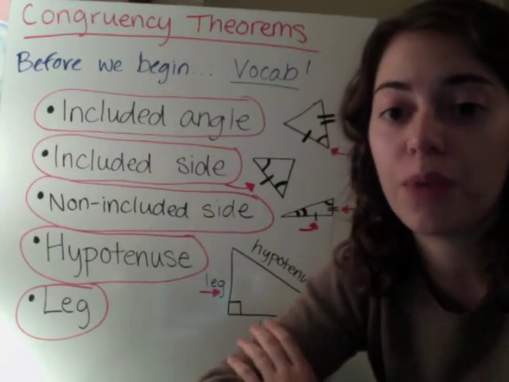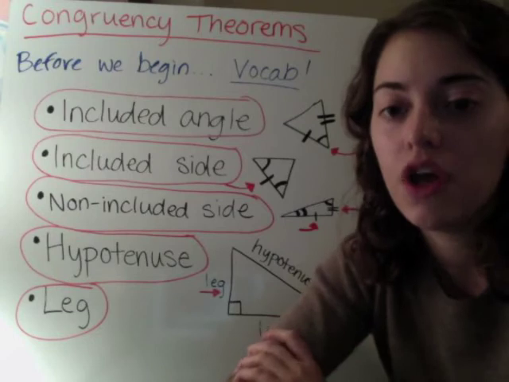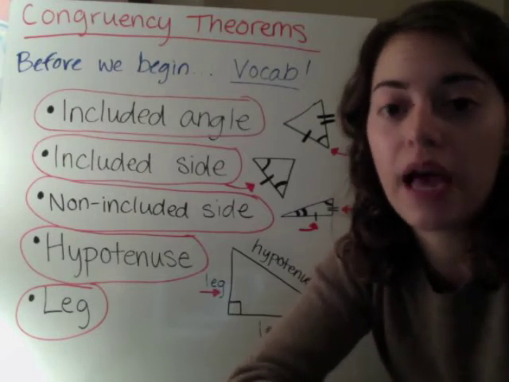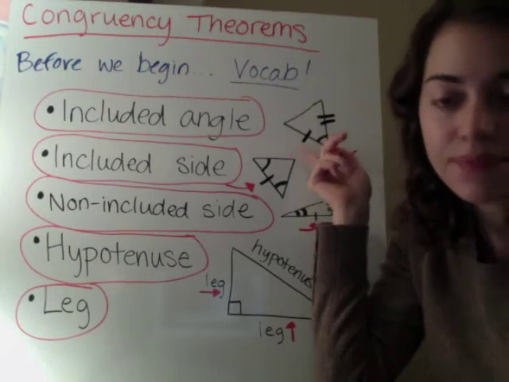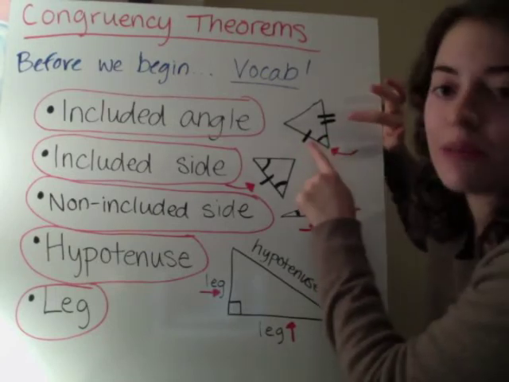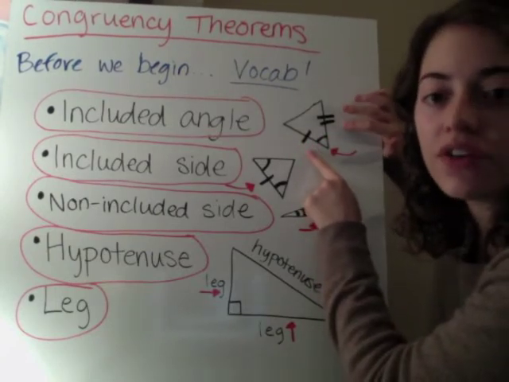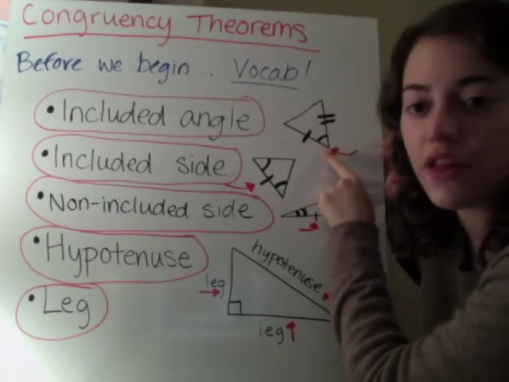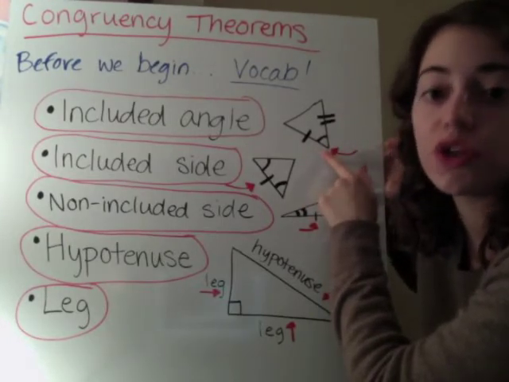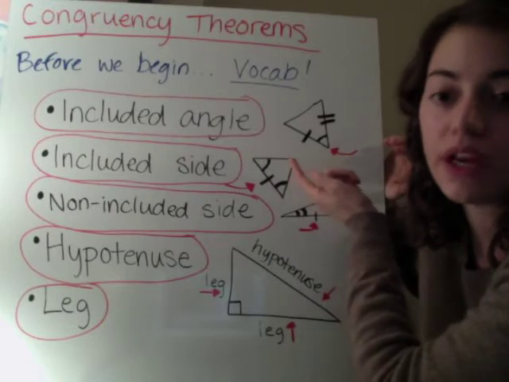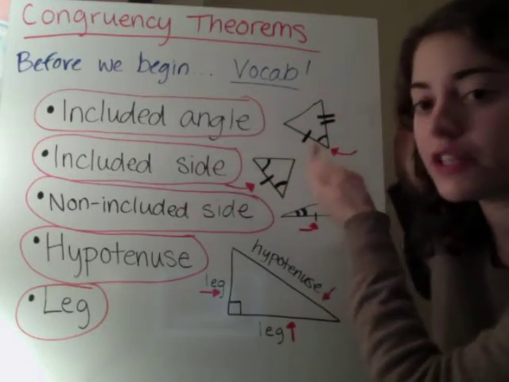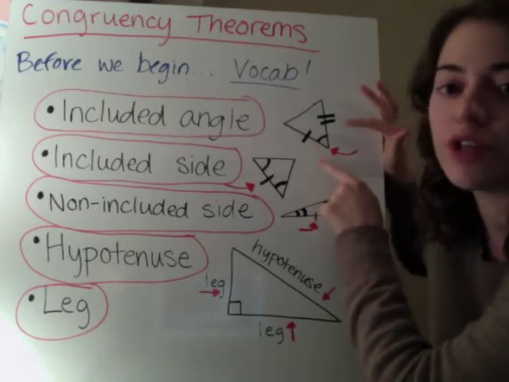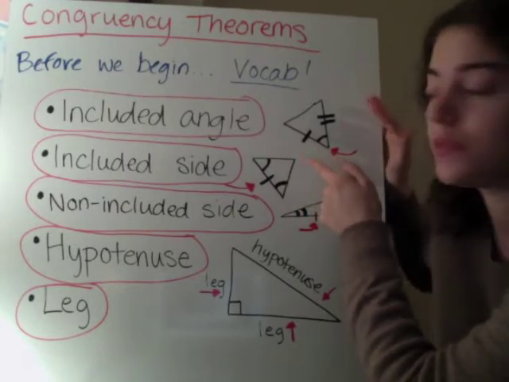The first vocabulary word is the included angle. So you'll be talking about two sides, and you'll know things about those sides, usually the lengths. You'll know things about those sides, and the included angle is the angle between those two sides. So an included angle is an angle between those two sides, the ones you're talking about. Of course, every angle is between two sides, but you'll be talking about two specific angles.